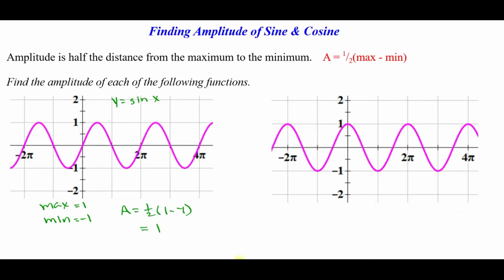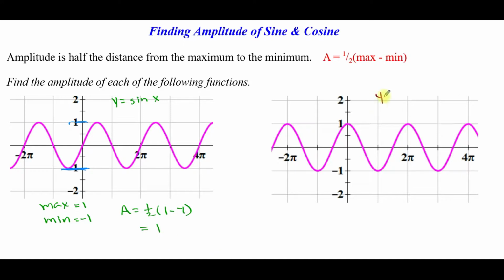Some people are a little bit more visual and they prefer to just look at it and say, okay, I'm going from -1 to +1, which is 2 units, half of that is 1. So I don't care if you use the formula or if you just count from the graph. You just need to be able to come up with that amplitude.